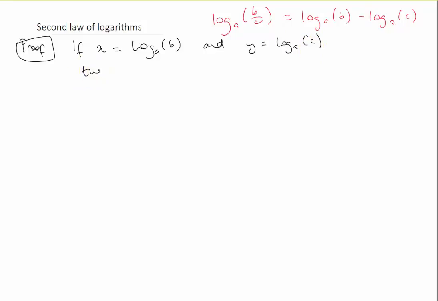And so therefore b over c is equal to a^x over a^y. So look back to the previous video if that's confusing. And so that is a to the power x minus y, because that's our rules for exponents. So again, we're going to have our same equation that we had before, saying that b to the power x is equal to y is the same as saying that log base b of y is equal to x.